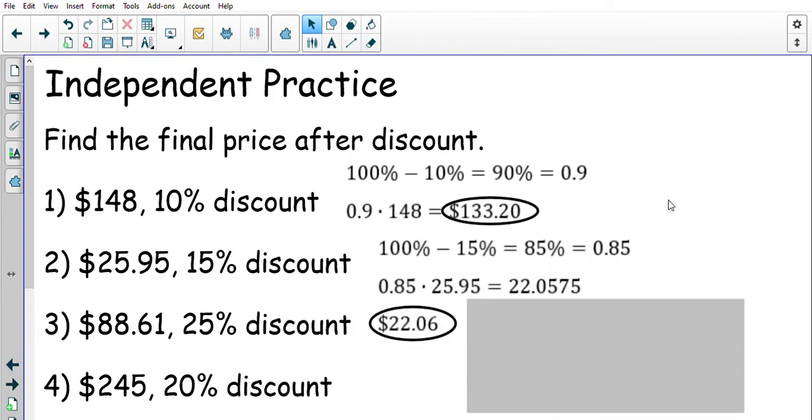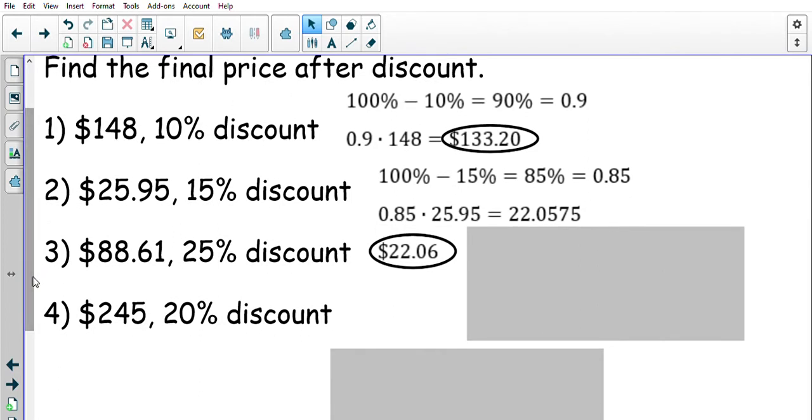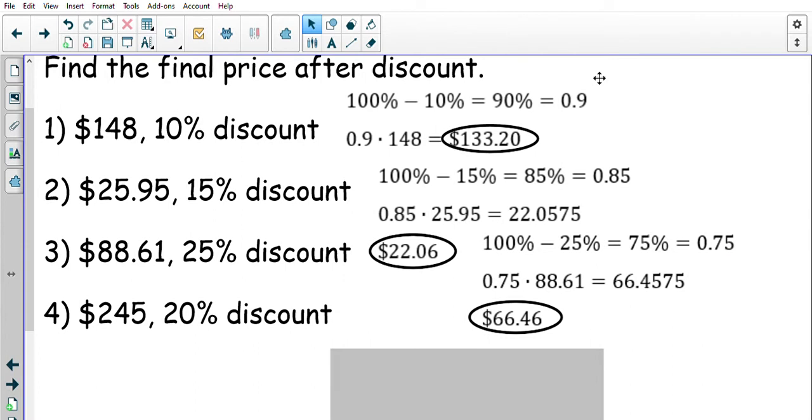We take 100% minus 15% is 85% or 0.85. Multiply that by $25.95, you get $22.0575. Because the next digit is a 7, that 5 cents rounds up to 6 cents, so $22.06. Number 3, the 25% discount. 100% minus 25% is 75% or 0.75. Take 0.75 times 88.61 and you get 66.4575. So since the next digit is a 7, the 45 cents rounds up to 46 cents.